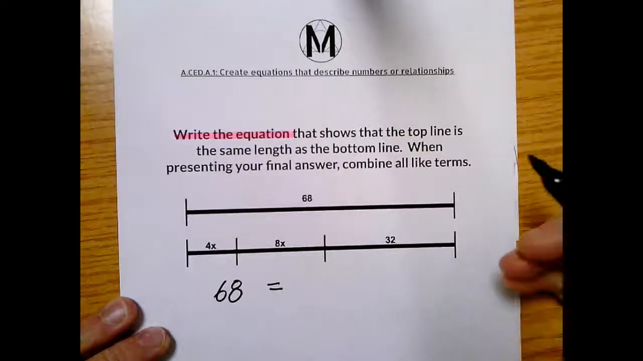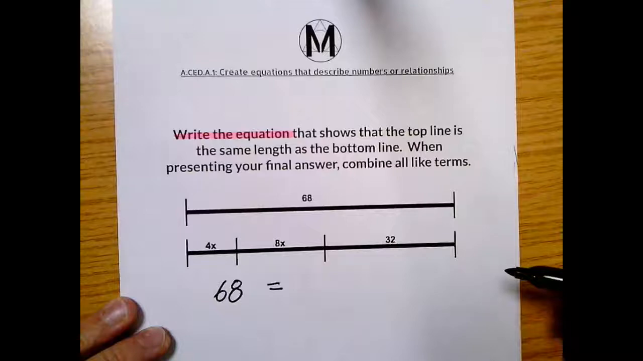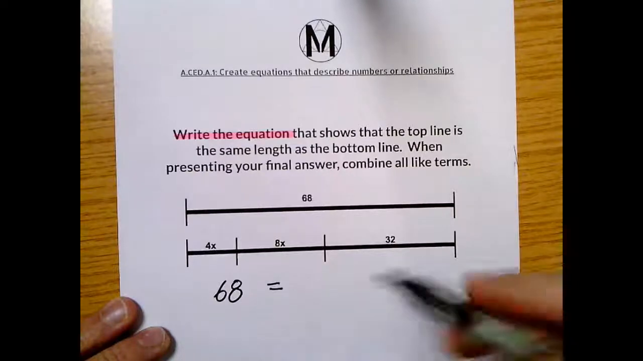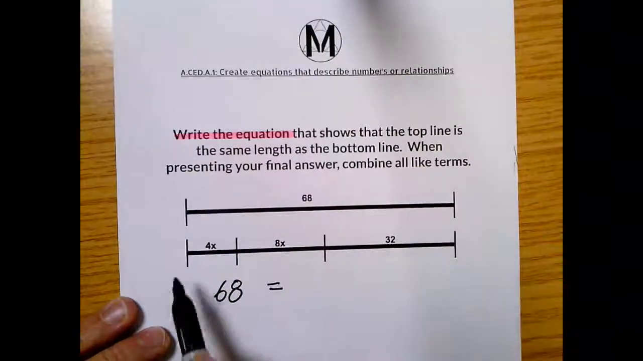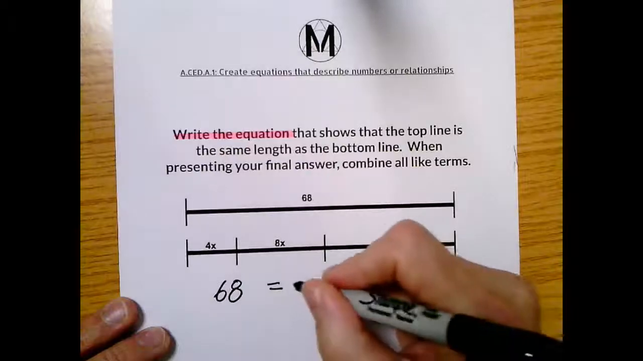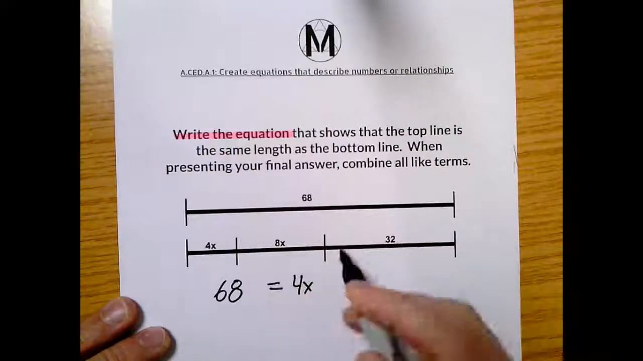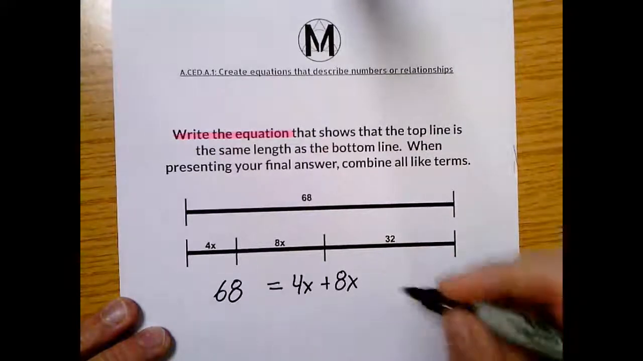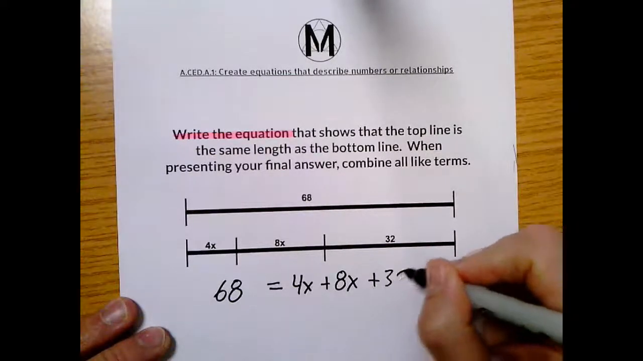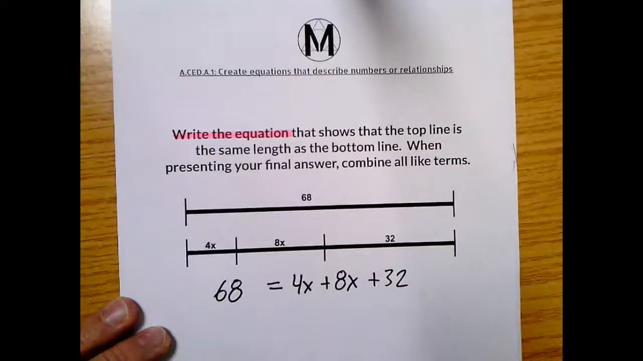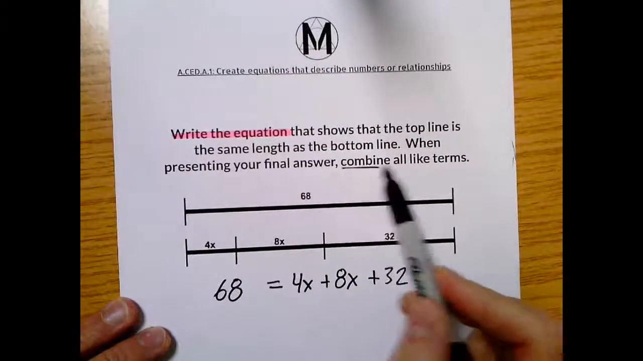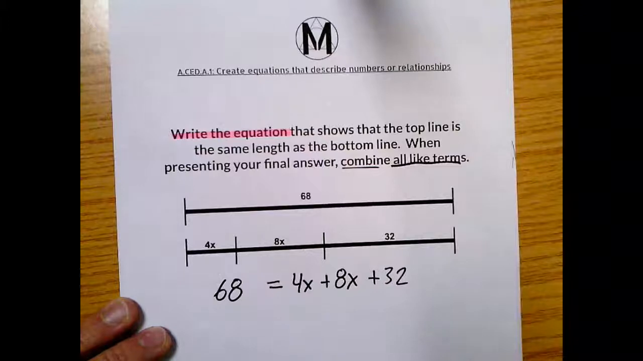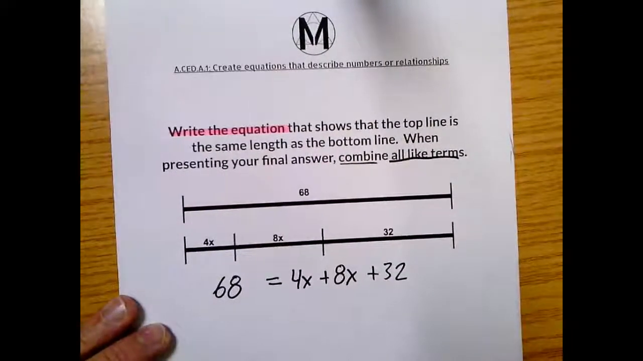And then the next step is we just have to look down here and see what's happening. So all of these pieces are kind of adding together to build that length. So for the first step, we can just kind of build it just like it's laid out in front of you. So I'm going to say I have a 4x, and then I add to that another 8x, and then I added to that a 32. And just be careful here because you're not actually done, because it does say combine all like terms. So let's make sure we take care of that final step.